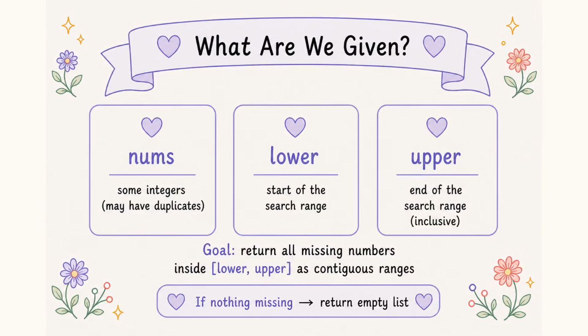What are we given? An array nums that may contain duplicates. An integer lower, the start of the search range. An integer upper, the end of the search range, inclusive. We must return all missing numbers inside that range as contiguous ranges. If nothing is missing, return an empty list.